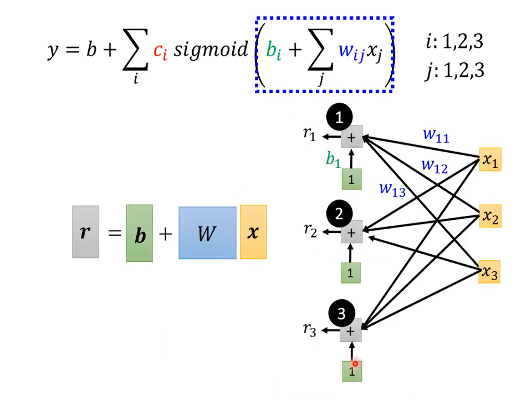Okay, so about the operation here. What is done in these brackets is that we multiply X by W and add B to equal R, which are R1, R2, and R3 here.